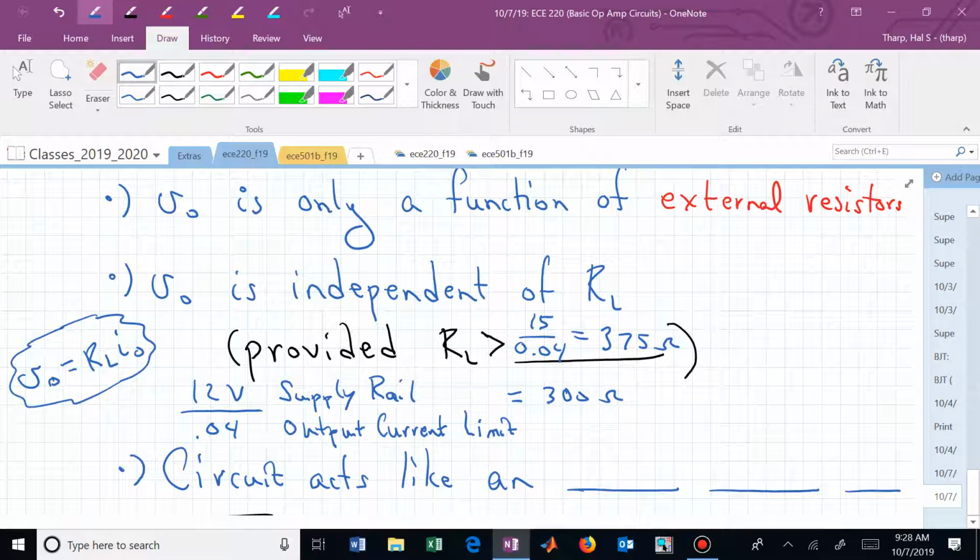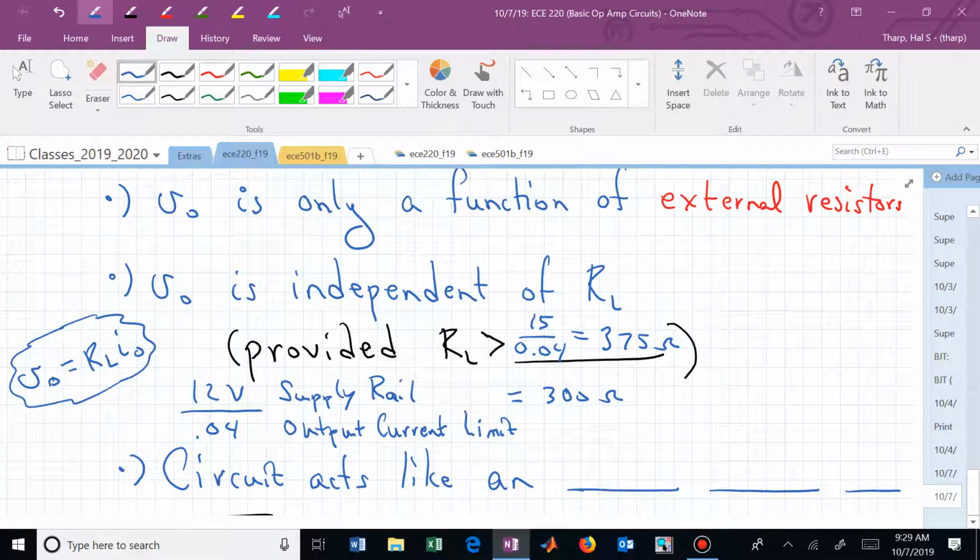But just be aware that if you connect a very small resistor to the output pin of that op-amp, you may get a very small dribble of current out. You can only get 40 milliamps out, and so your voltage may be a lot less than what you calculated. That's the warning I want to leave you with.